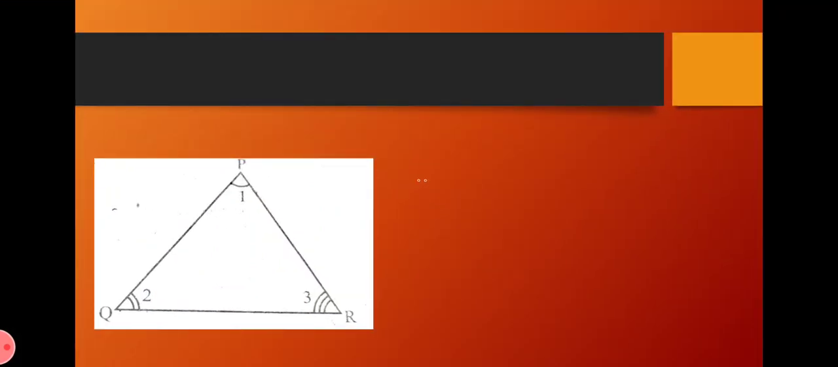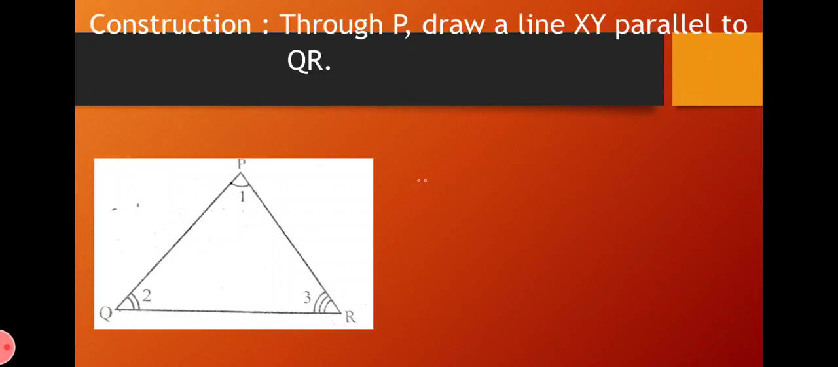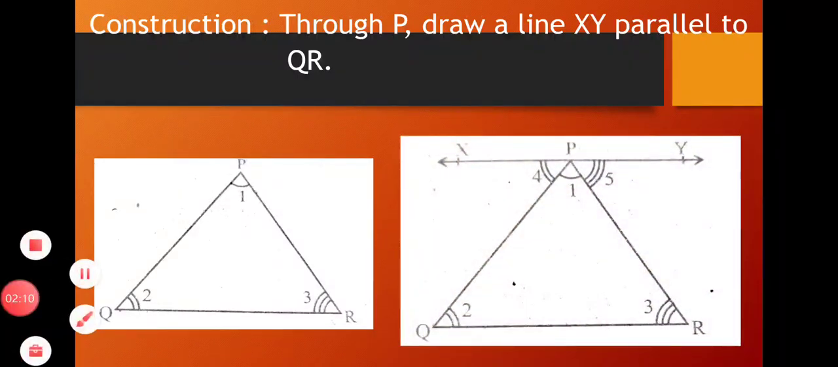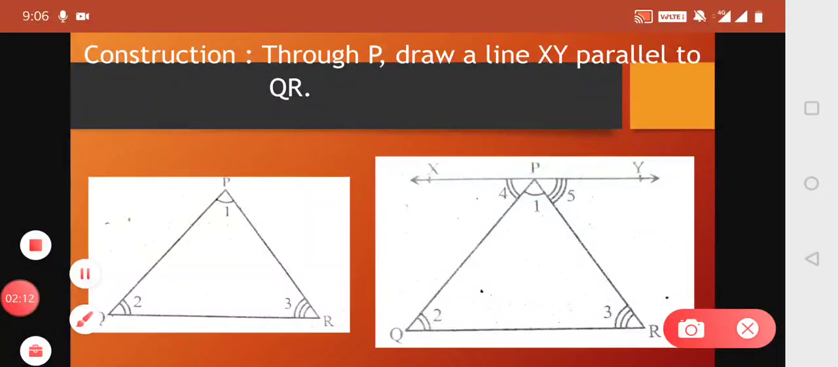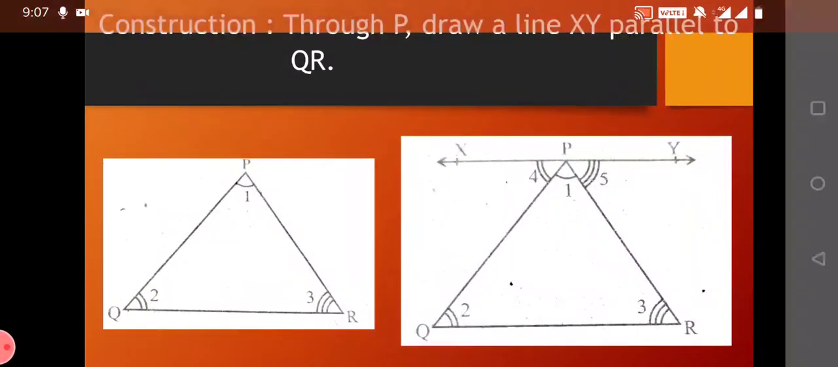Now we do a construction to prove our theorem. The construction is done in this way: through P, draw a line XY parallel to QR. Let's see our new figure after construction. You can see in the figure that we have drawn a line XY which passes through P and is parallel to QR.